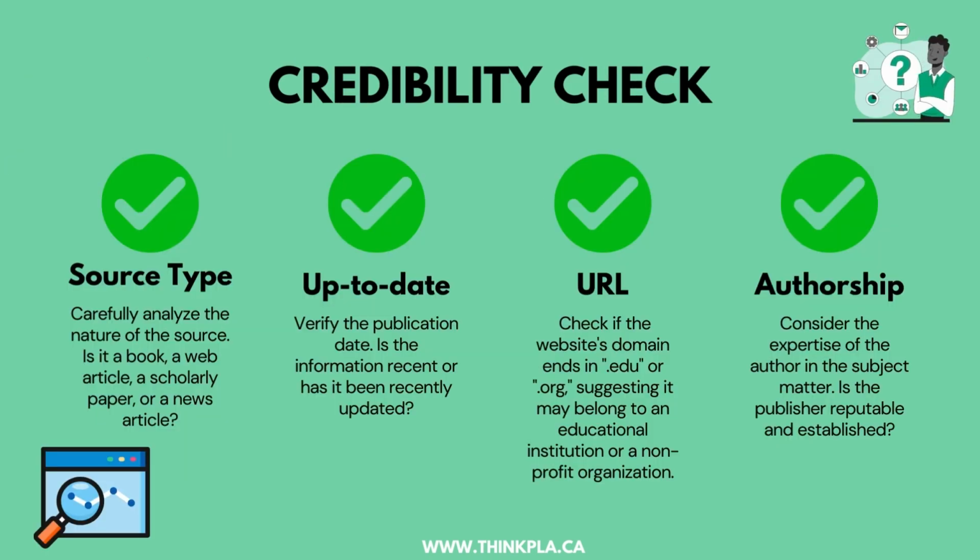Credibility check. 1. Source type. Carefully analyze the nature of the source. Is it a book, a web article, a scholarly paper, or a news article? 2. Up to date. Verify the publication date. Is the information recent or has it been recently updated? 3. URL. Check if the website's domain ends in .edu or .org, suggesting it may belong to an educational institution or a nonprofit organization. 4. Authorship. Consider the expertise of the author in the subject matter. Is the publisher reputable and established?